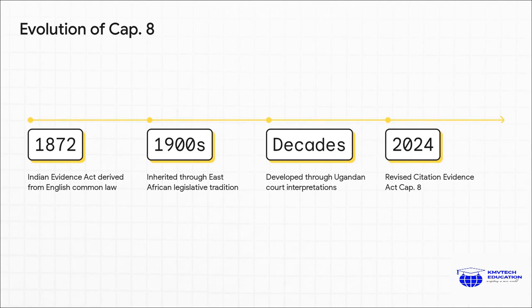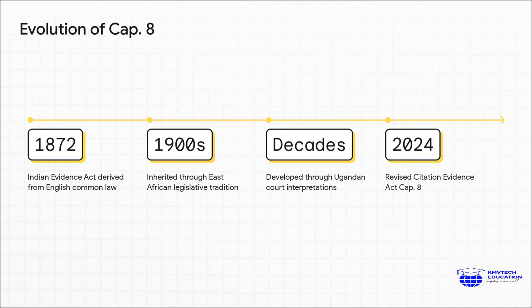And it's absolutely fascinating to trace the historical journey of Cap 8. Just think about this for a second. Our modern statute is actually derived from the Indian Evidence Act of 1872. Let that sink in. The rules governing our digital evidence today have roots in a colonial law drafted over 150 years ago. That 1872 Act was basically a codification of English common law, tweaked for colonial territories. Through the East African legislative tradition in the early 1900s, Uganda inherited this framework.